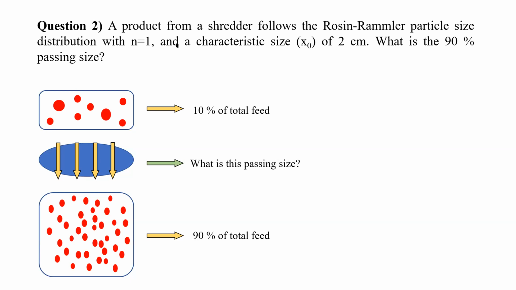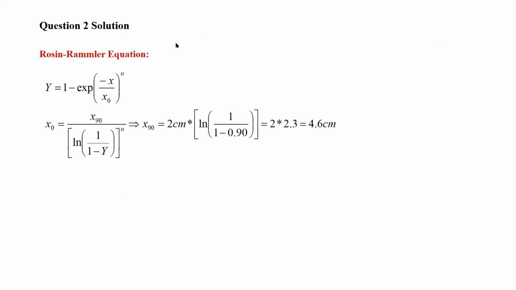This question is again related to the shredder, and the constant and characteristic size are given as 1 and 2 centimeters, respectively. This time we should find the 90% passing size. Here you can see the representative visual of this question. Basically, we try to find the size that 90% of particles can pass through, while the remaining 10% cannot pass. To solve this question, we will use the Rosin-Rammler equation again, which is shown in this slide.